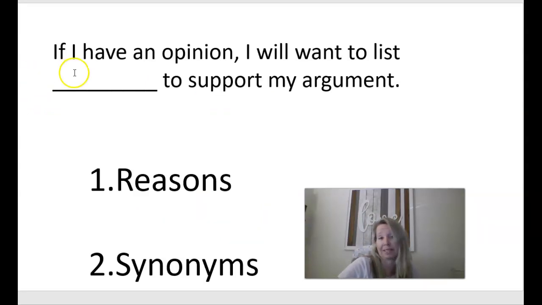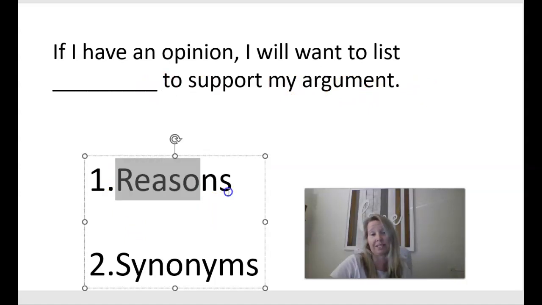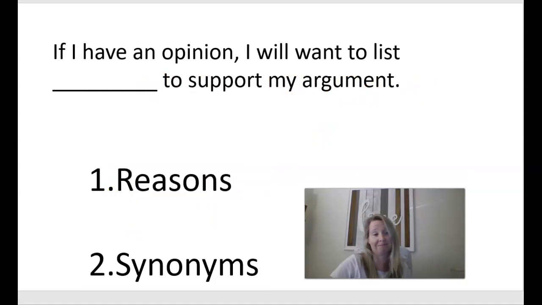This next one says, if I have an opinion, I will want to list blank to support my arguments. Do you want to list reasons to support your argument or synonyms? Remember, synonyms are words that mean the same thing. So if you have an opinion, I will want to list reasons. I want to tell you why, and I'm going to give you these reasons, and that's going to support my argument. So reasons here is the correct answer.